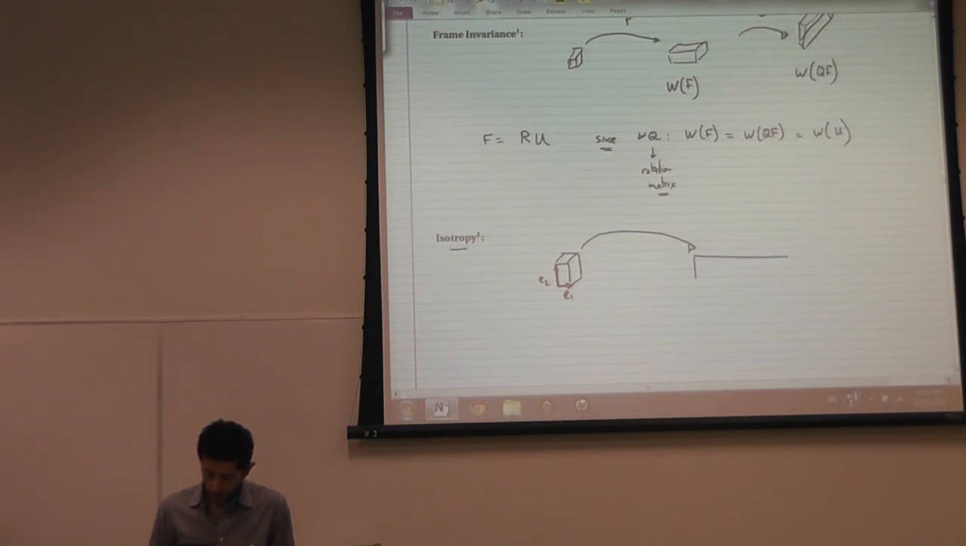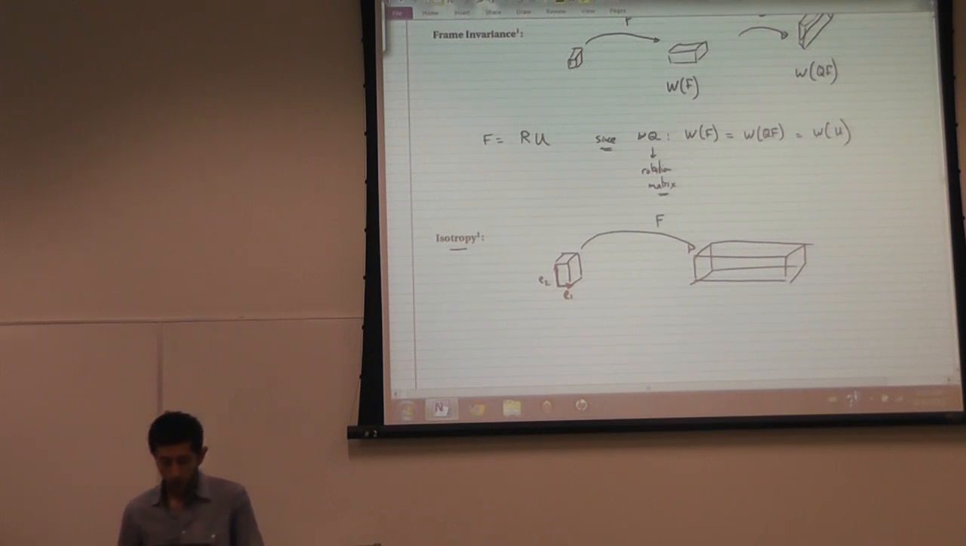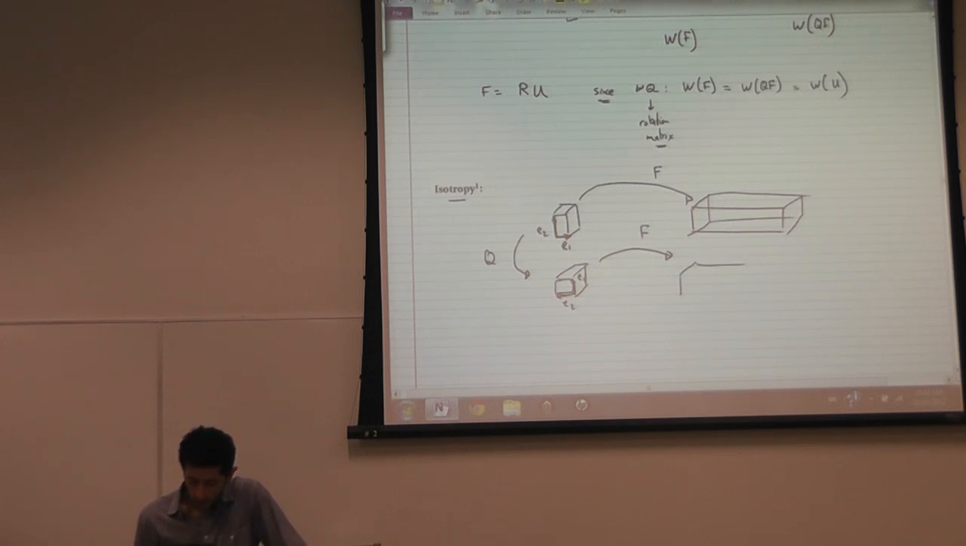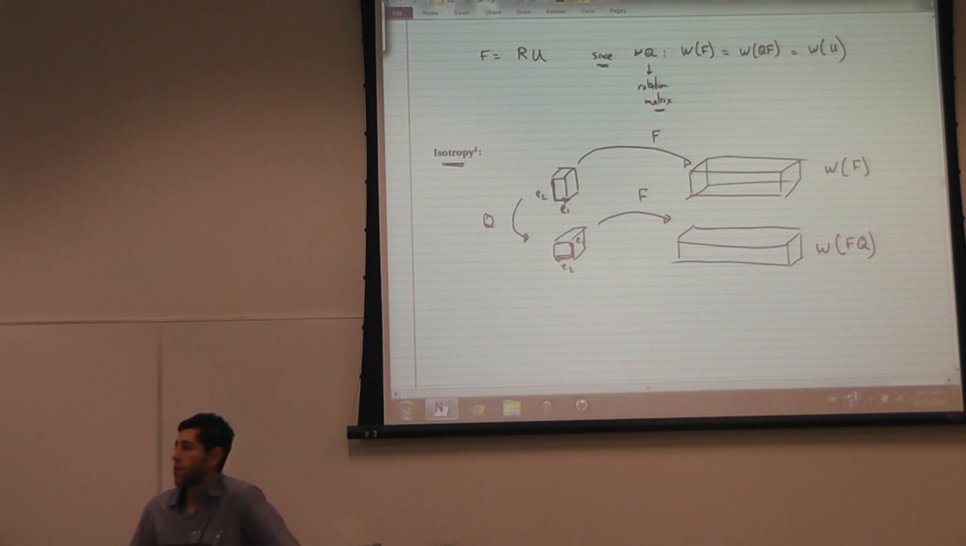And if I deform it with Q, but then apply the same deformation, then what we're saying is that W(F) has to equal W(FQ) for any Q. That's only for isotropic. For the material to be isotropic, it doesn't really matter what orientation I start with. Whether I start with this orientation or this orientation, the energy that goes into the same deformation should be the same because the material is isotropic.